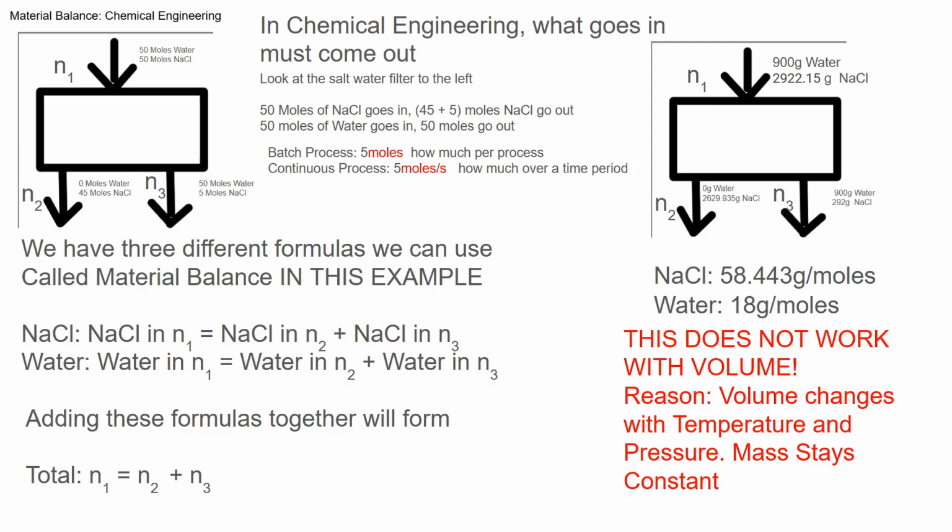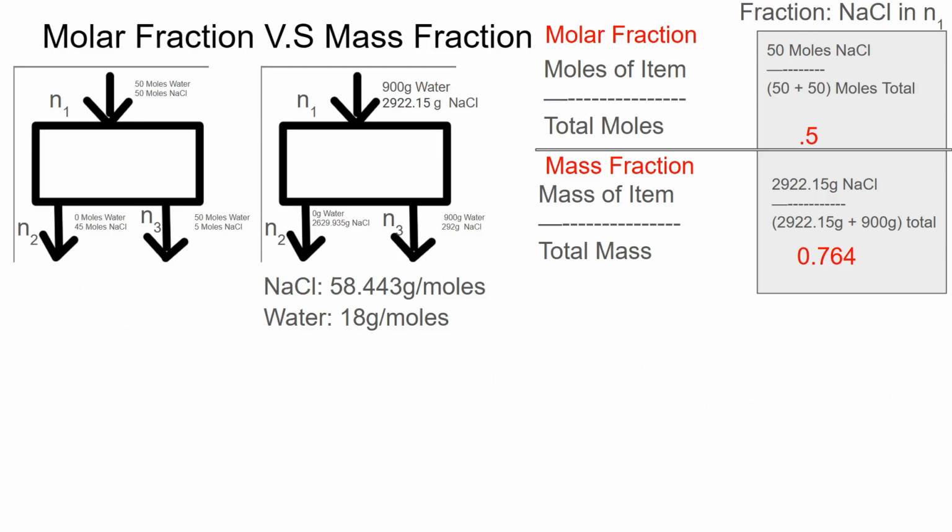That is NaCl going in is equal to NaCl going out. Water going in is equal to water going out. Adding these formulas together will form the total, which is amount going in total is equal to amount going out in total. This works with both moles and mass, but does not work with volume. The reason is because volume changes with temperature and pressure.